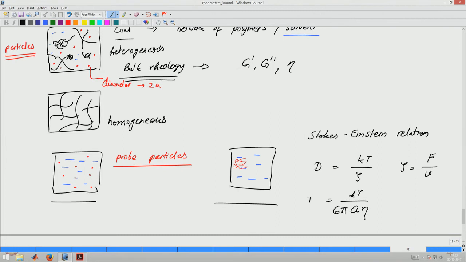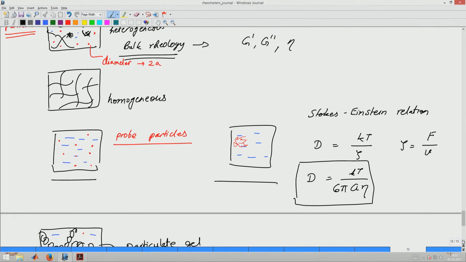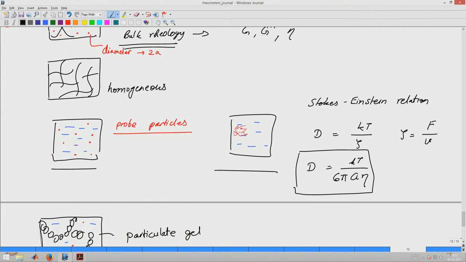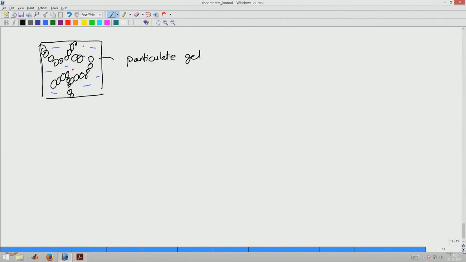So, therefore, if we can measure the diffusion coefficient, basically we can then find out the viscosity of the fluid. If I start with an unknown viscosity fluid, I can do microrheology, I can look at the probe particle, find how fast it is diffusing, and based on that I can then estimate the viscosity. So, this is the principle of microrheology. Now, in diffusive motion, how does the position of a particle change as a function of time?